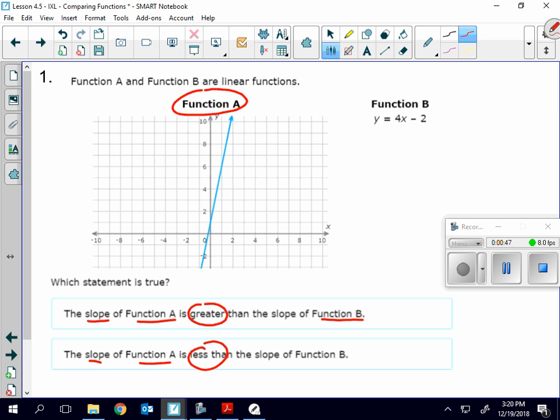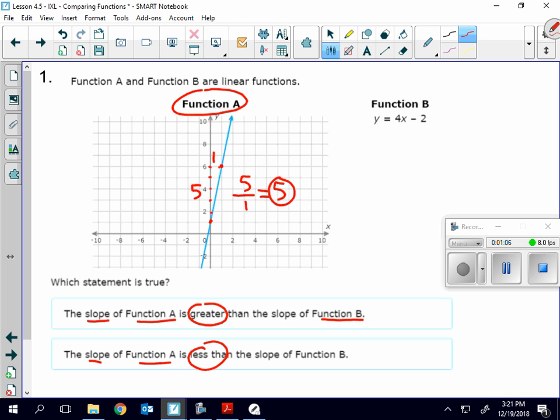So how do you find slope from a graph? You guys know this, it's rise over run. Okay, there's a point there, there's a point there. I can count up 1, 2, 3, 4, 5 over 1. So the slope is 5 over 1, or 5. So the slope of function A is 5.